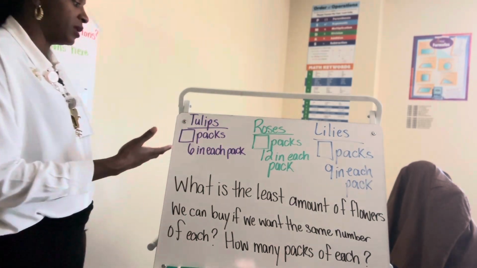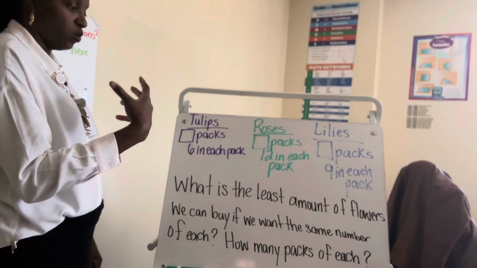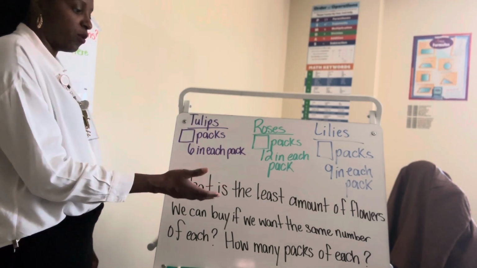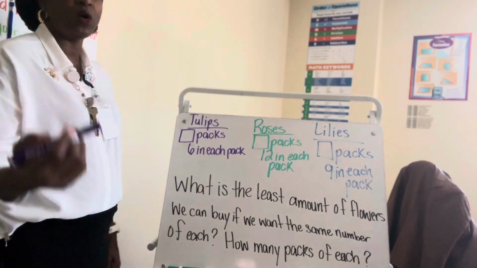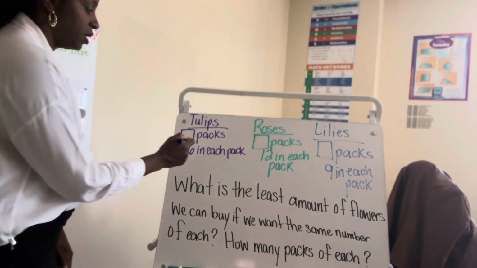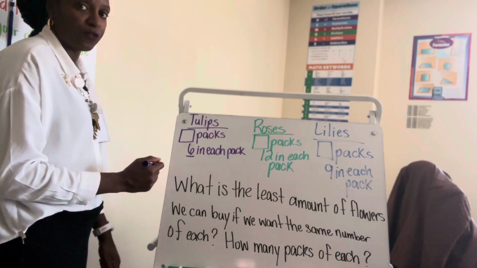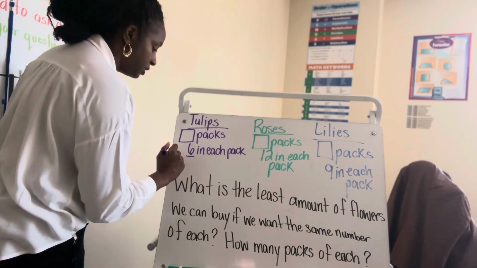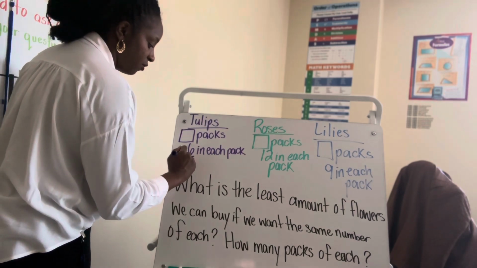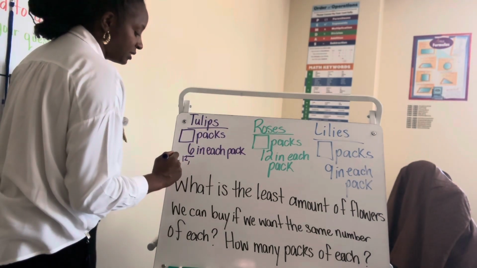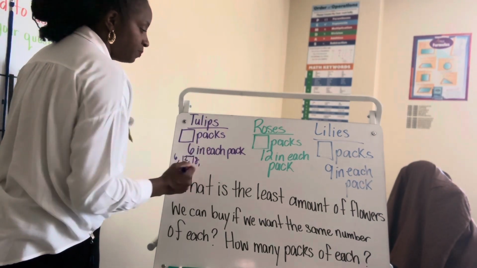So that first part is saying, how many flowers do we need if we want to have the same number of each? This is when you get your multiples. The multiples of 6 is what we would look for with the tulips. So we would say 1 times 6 is 6. 6 times 2 is 12. 6 times 3 is 18.